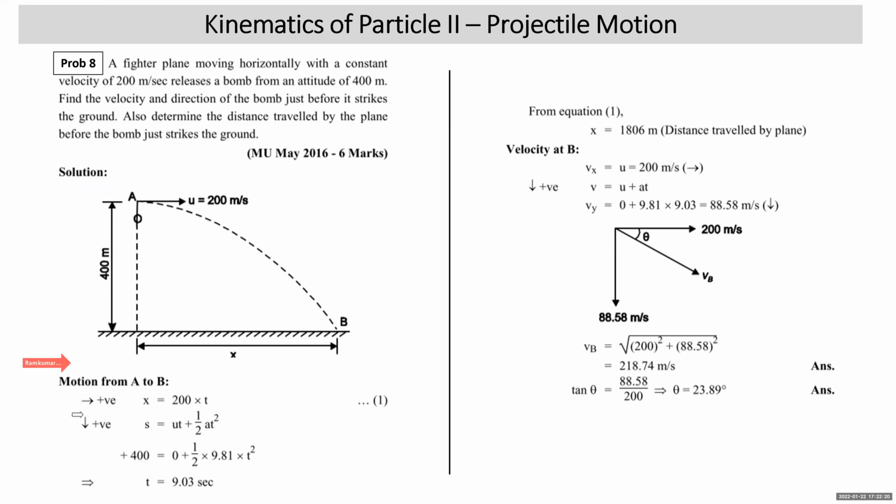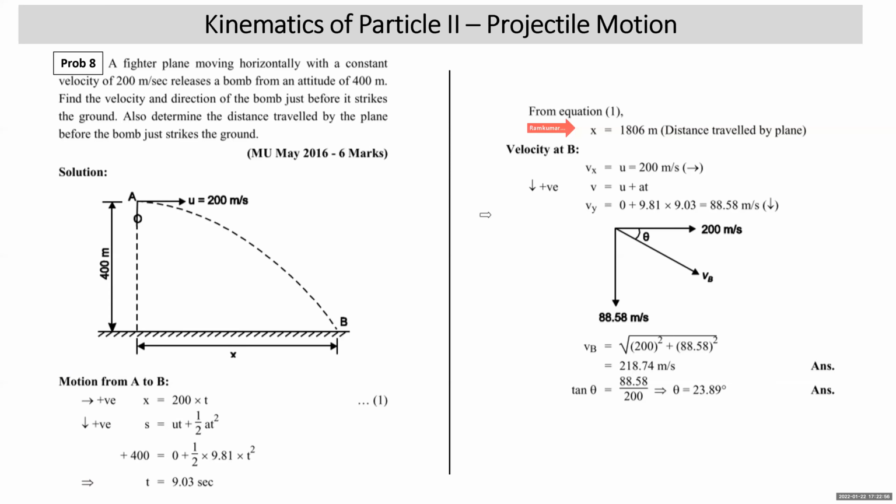We write the equations of motion from A to B. Horizontal motion between A and B: horizontal distance x is equal to horizontal velocity 200 into t. For vertical motion, write downward positive as in the last sum. Why downward? Because the projectile is going downward, but the initial vertical component of velocity at A is 0. S is equal to ut plus half at square, S is plus 400. Initial velocity is 0, plus half. Acceleration due to gravity will be positive, because we are taking downward positive. Half gt square, you get the value of t. Then substitute the value of t in equation number 1, and you get the value of x.